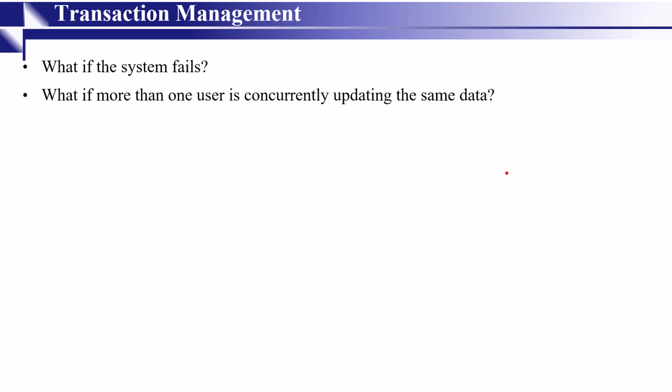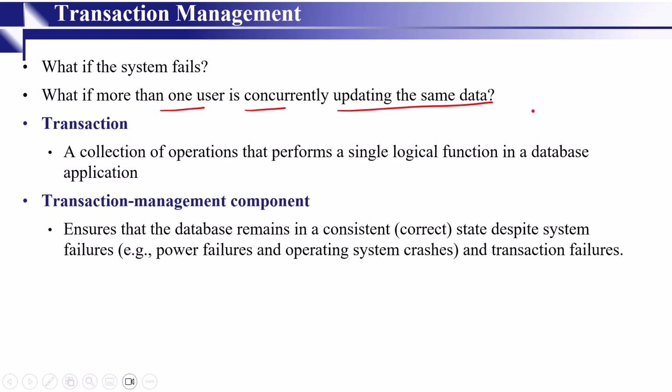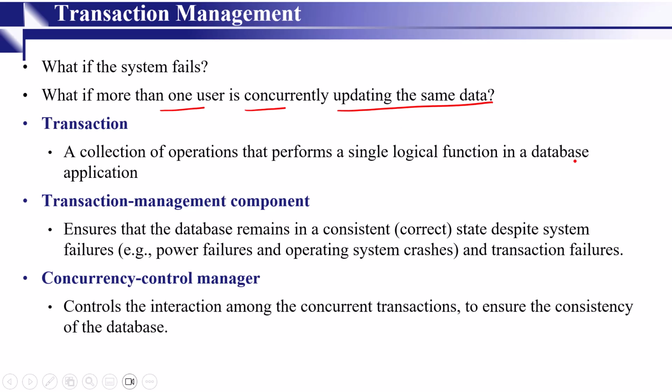Then transaction management keeps the database reliable. Here, we should care what if the system fails, or what if more than one user is concurrently updating the same data. So transactions come into the scene. A transaction ensures consistency even if the system crashes. And also concurrency control manages multiple users updating data at once, preventing conflicts. So we can define a transaction as a collection of operations that performs a single logical function in a database application. We should care about the management component and also concurrency control.